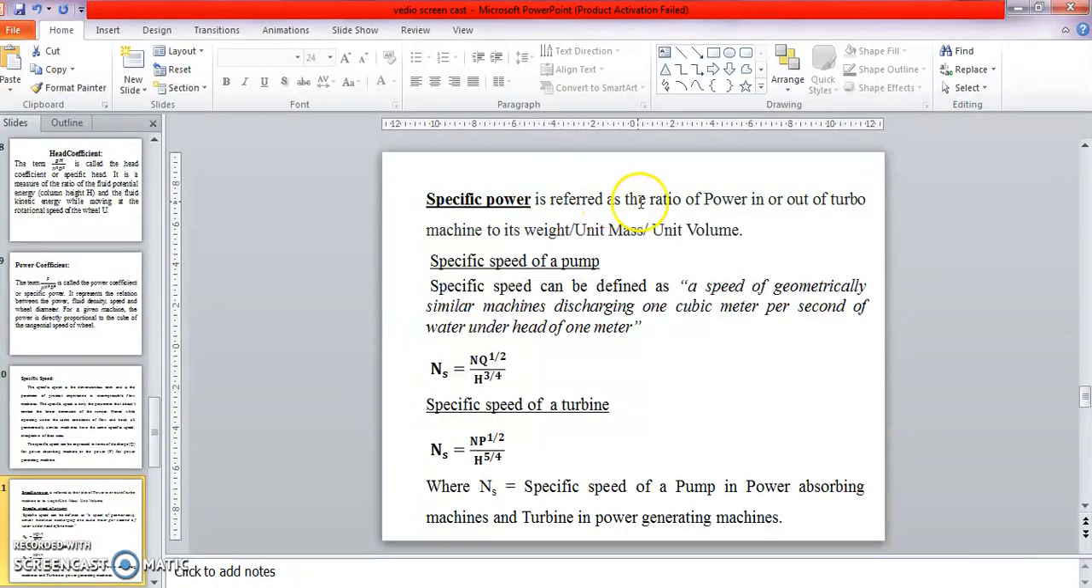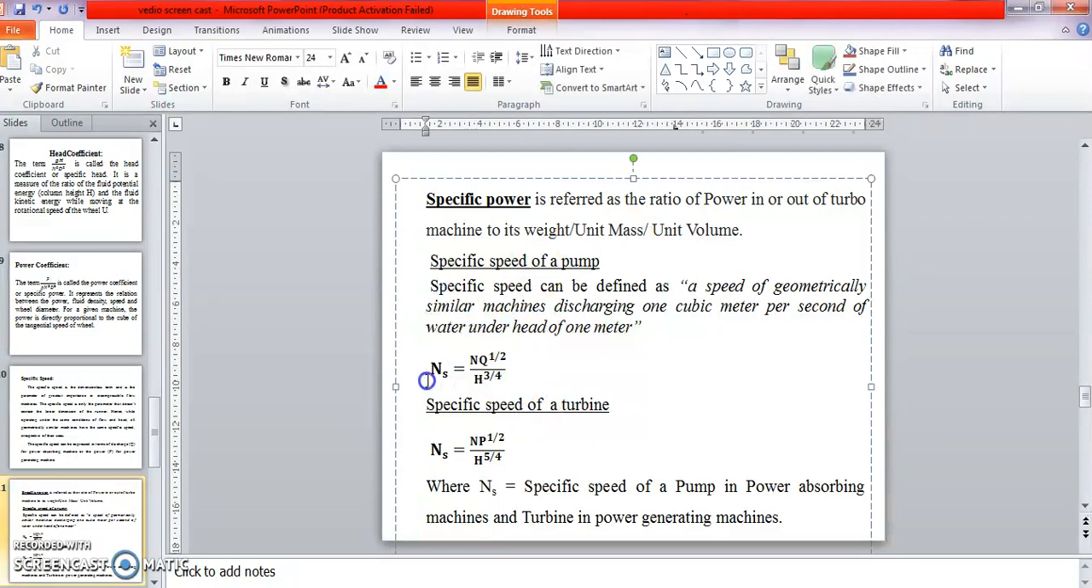Specific power is referred to as the ratio of power in or out of the turbomachine to its weight or unit mass or unit volume. Specific speed of a pump can be defined as the speed of a geometrically similar machine discharging 1 cubic meter per second of water under a head of 1 meter. Specific speed can be expressed for a pump as Ns is equal to N Q to the power of 1 by 2 divided by H to the power of 3 by 4.